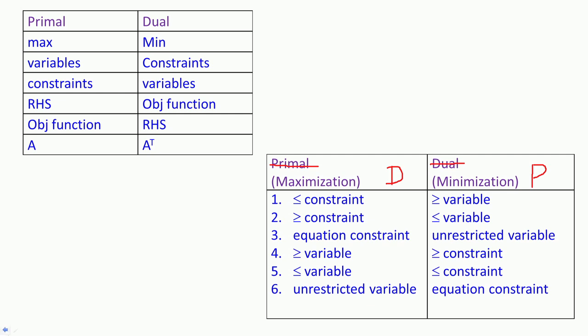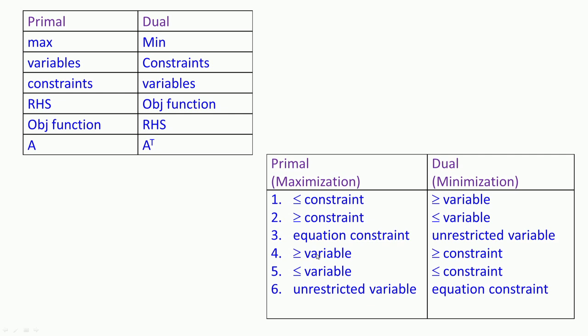Alternately, if the primal happens to be maximization, and if I have a less than or equal to constraint, then the corresponding variable in the dual will be a greater than or equal to variable. Now the way we explain is, if the second constraint is a less than or equal to constraint in a maximization primal, then the second variable will be a greater than or equal to variable in the minimization dual. So if I have a greater than or equal to constraint in the maximization primal, the corresponding variable will be less than or equal to.